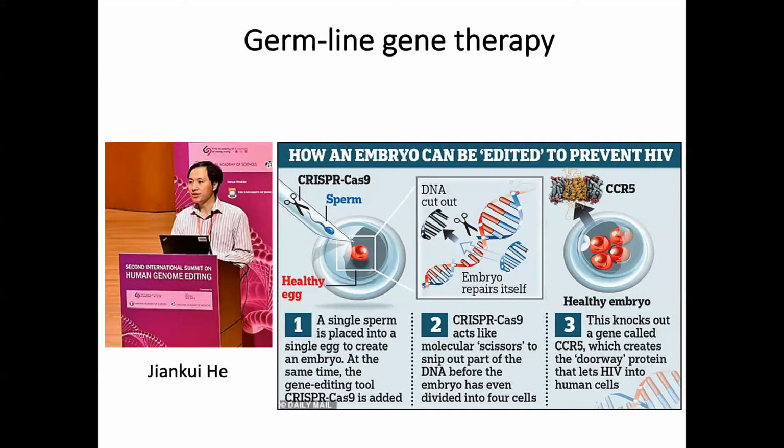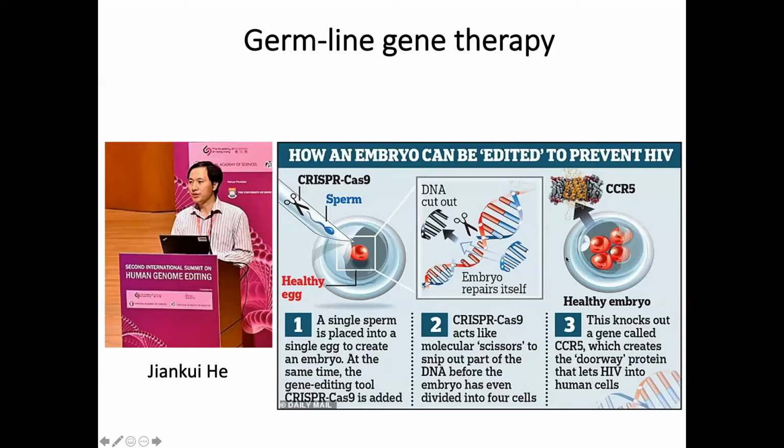So this graph shows how, theoretically, an embryo could be edited using the powerful tool CRISPR-Cas9. The CRISPR-Cas9 was delivered into the fertilized egg to snip out the CCR5 DNA before the embryo even divided into 4 individual cells. And it was hoped that this deletion of CCR5 could prevent HIV from entering the CD4 T cells.